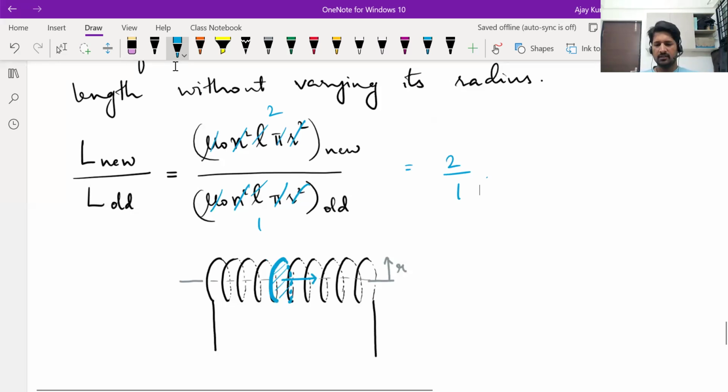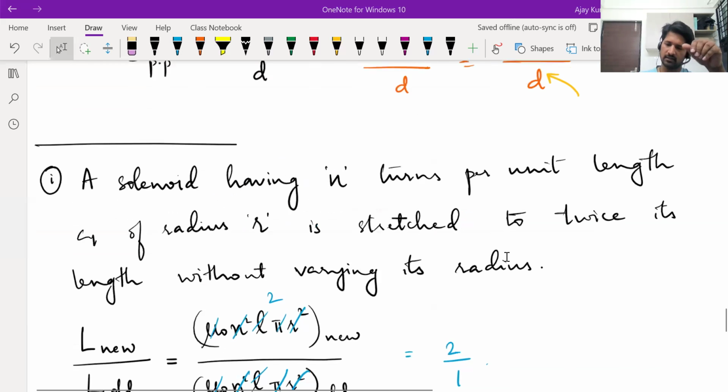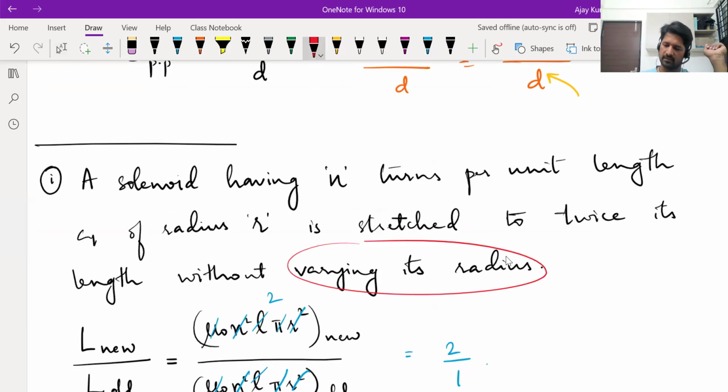Okay. There is a mistake in this. Pradyun, can you identify the mistake? Or Rishi, you also think about it. There is a mistake in this. And it's a very common mistake. Students always overlook that point. Can any of you tell me what is wrong in this? Okay. What students forget? No, Pradyun, it's not about r. It's clearly mentioned in the question that it's being stretched without varying its radius.